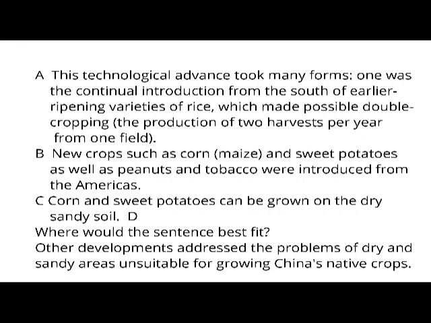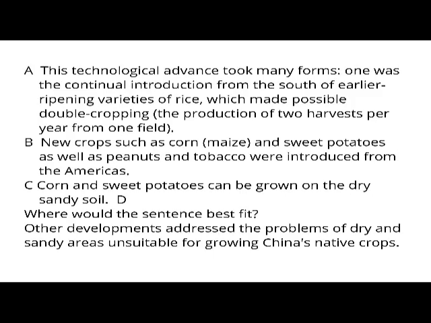This technological advance took many forms. A. One was the continual introduction from the South of earlier ripening varieties of rice, which made possible double cropping, the production of 2 harvests per year from one field. B. New crops such as corn, maize, and sweet potatoes, as well as peanuts and tobacco, were introduced from the Americas. C. Corn and sweet potatoes can be grown on the dry sandy soil. D. Where would the sentence best fit? Other developments addressed the problems of dry and sandy areas unsuitable for growing China's native crops.